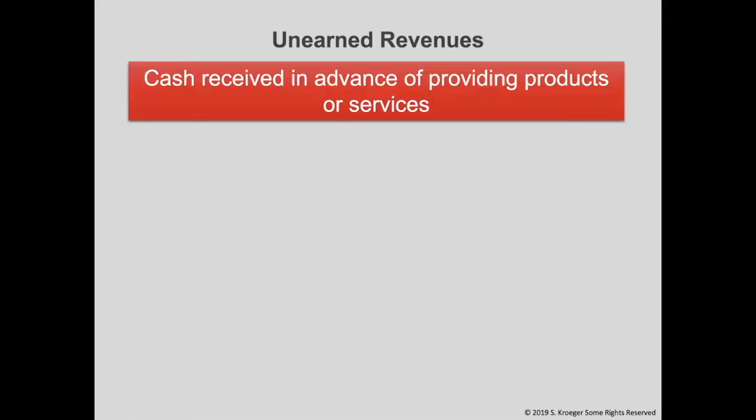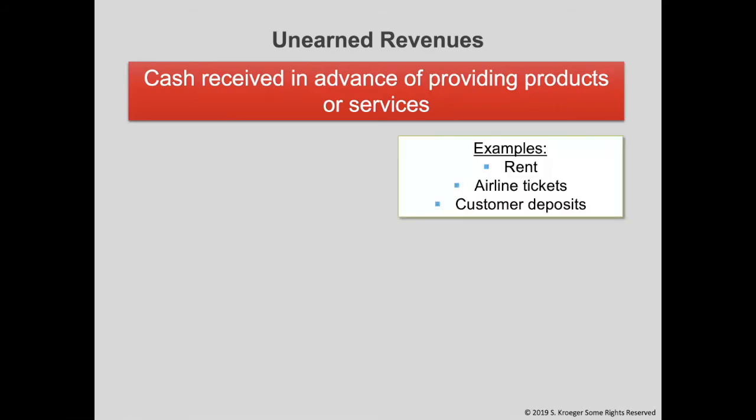Unearned revenues are when cash is received in advance of providing the product or service. Examples include rent, airline tickets, and customer deposits, to name a few. Think of an airline. Don't you have to purchase your ticket before your flight? Yes, we all do. We cannot pay after the flight, but we have to pay before. Airlines consistently have unearned revenues. If you purchase a ticket and pay, the airline still has to provide you with the service.